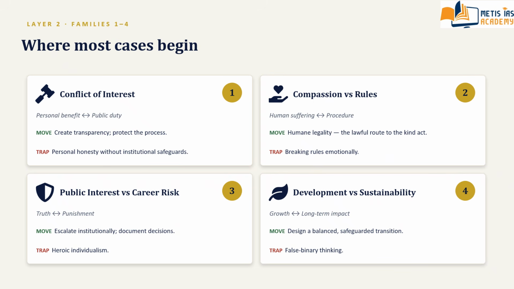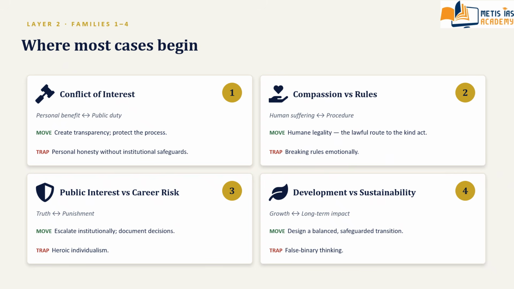That will not be a win-win situation. So personal honesty is the need of the hour, as well as institutional safeguards. Be very careful of the trap here: personal honesty without institutional safeguards is not correct. As far as family one, conflict of interest, is concerned, the questions are like this: public duty versus personal benefit. Conflict of interest type case studies belong to family number one.